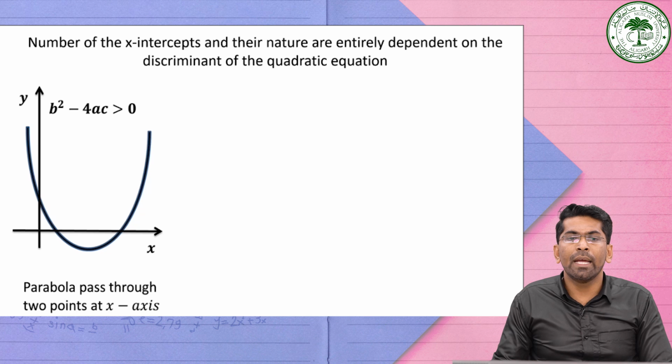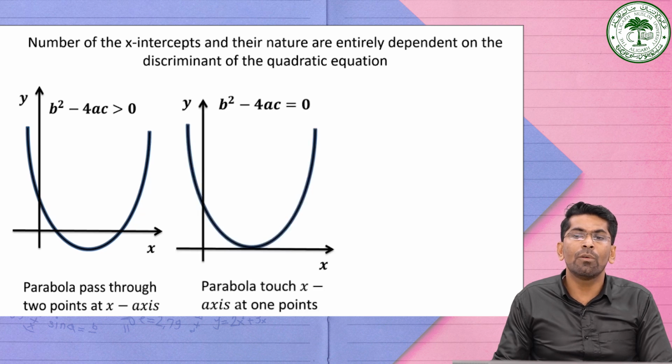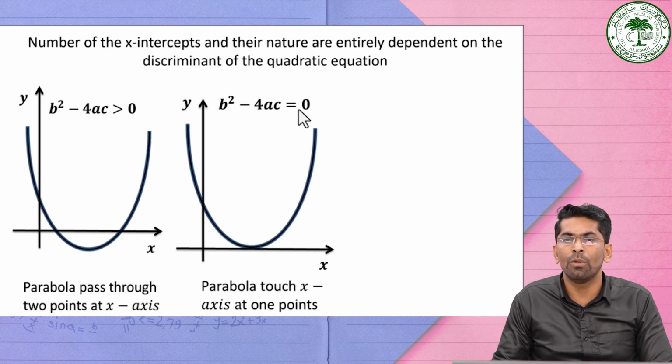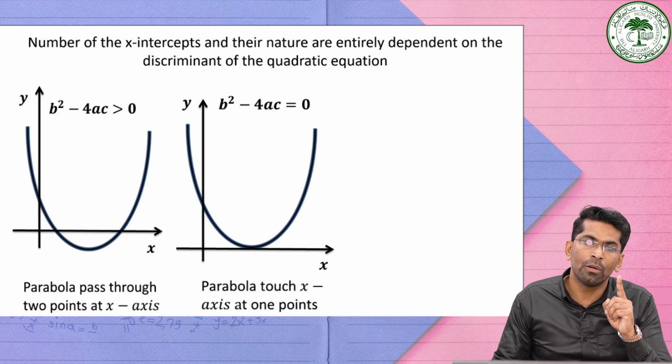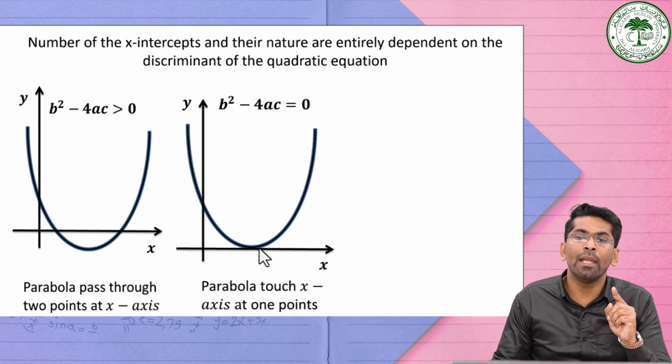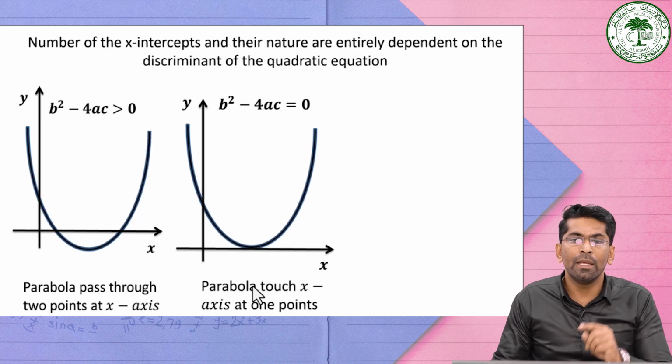Now let us consider what happens if the discriminant is equal to 0, that is b square minus 4ac is equal to 0. Then the quadratic equation has only one real root, and the parabola touches the x-axis at only one point. So here the parabola touches the x-axis at one point.